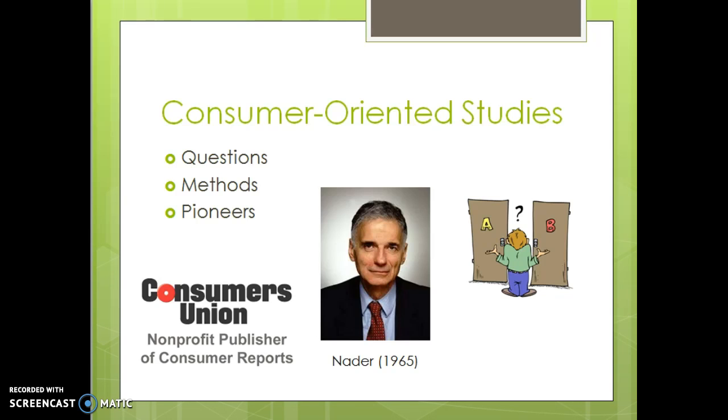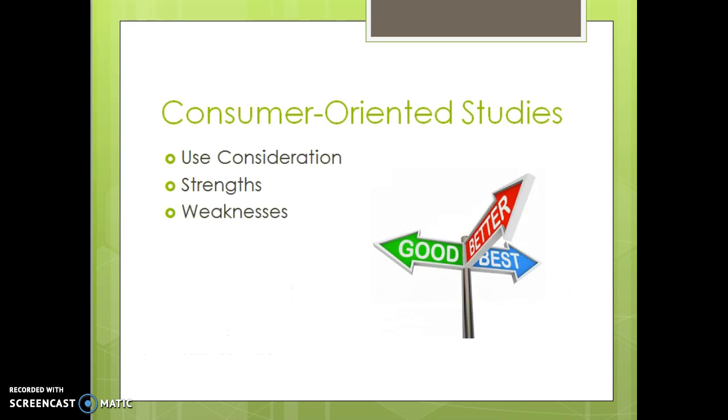Pioneers in this field include Ralph Nader and the organization Consumers Union. In 1965, Nader documented for the public the resistance of the automobile industry to implement safety technology in motor vehicles. Use considerations include that these types of evaluations generally emphasize immediate decision-making and inform a course of action. They do not, however, directly involve relevant stakeholders.